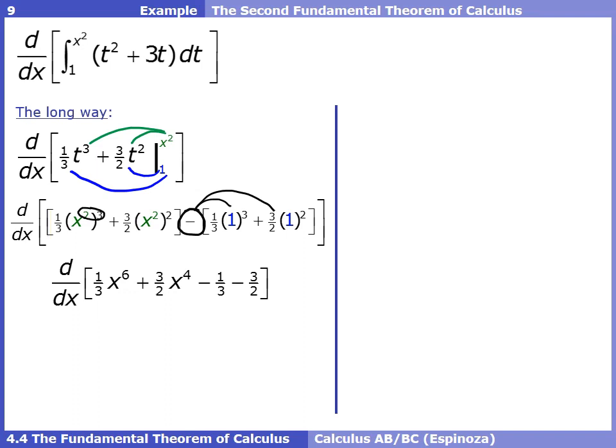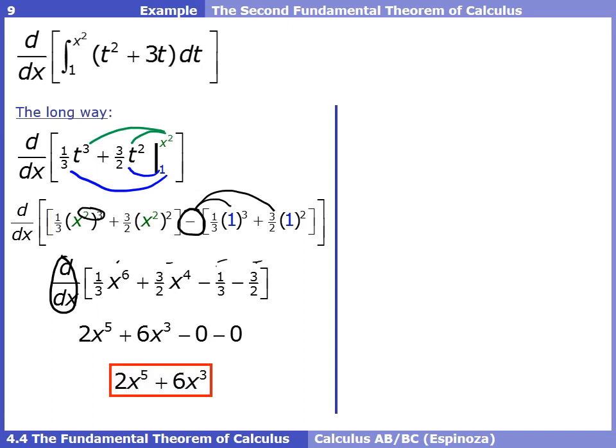Now that we've simplified the inside of our brackets, we can apply this derivative. We can take the derivative of each of these pieces individually. The derivative of 1/3 x to the 6th will bring the power down, which would be 6 over 3, and that's 2. Reduce the power by 1, which is x to the 5th. When we bring the power down to 4, 4 times 3 over 2 is 6. We'll reduce the power by 1, which gives us x cubed. And just be careful, the derivative of this negative 1/3 and this negative 3/2, since those are constants, would be 0. And of course, we can just leave off those zeros for a final answer of 2x to the 5th plus 6x cubed.